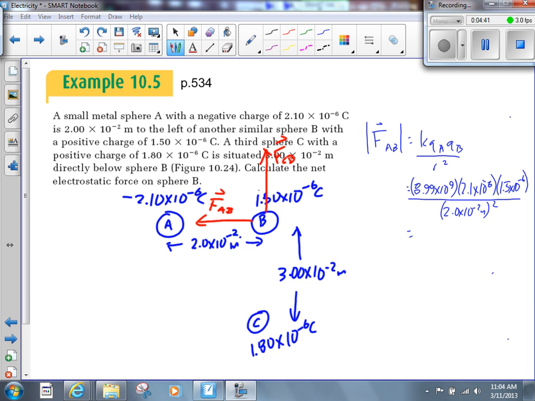Do the math on that one. I get 70.79625. Anybody else get that value? Good. Let's calculate the force of C on B now. We go through the exact same process to do that.